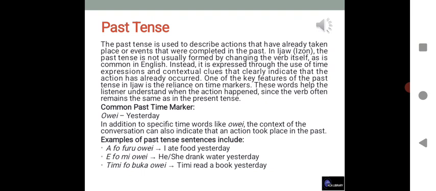Common past time marker: away, yesterday. In addition to specific time expressions like away, the surrounding context of a conversation can also indicate that an action took place in the past. Examples of past tense sentences include: Efo furo away, I ate food yesterday. Efo mi away, she drank water yesterday. Timi efo buka away, Timi read a book yesterday. These examples show that the verb remains unchanged, while time expressions such as away provide the necessary indication that the action has already been completed.